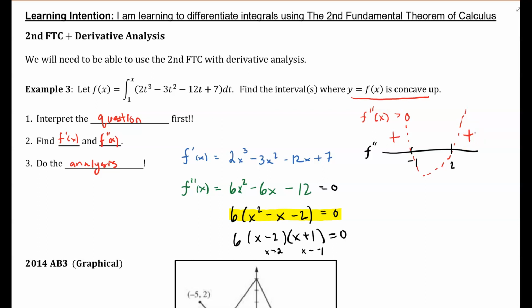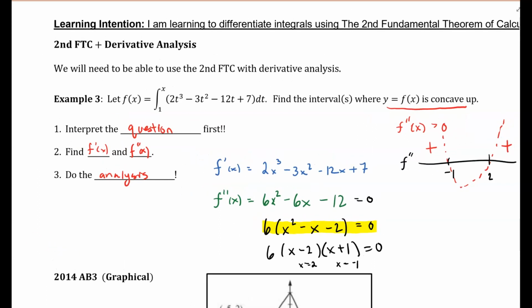So, okay, let's go ahead and answer the question. And then they say justify, I would say. Well, they don't even say justify, but we're going to go ahead and do it anyway. So we can say f of x is concave up on negative infinity to negative 1, union 2 to infinity, because f double prime of x is greater than 0. There you go.